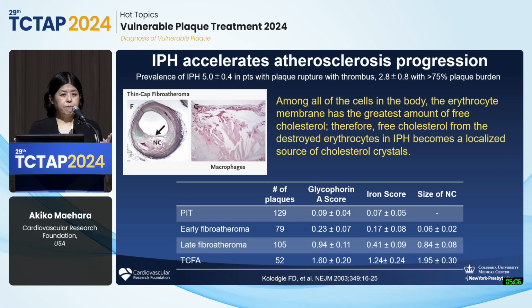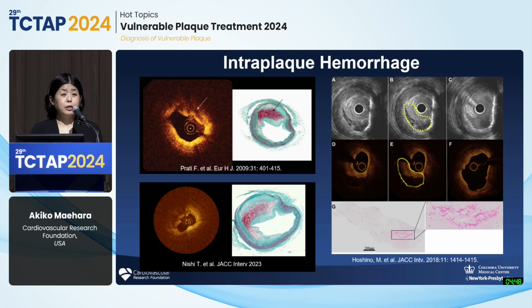Those are the major factors that you already know to define the vulnerable plaque: lipid-rich plaque and thin-cap fibroatheroma. What else? Intraplaque hemorrhage was shown a long time ago by the pathologists. It is one of the important factors associated with atherosclerosis progression. And this is the OCT picture of intraplaque hemorrhage. These are all case reports, so it is not very consistent, but you see the intraplaque hemorrhage.